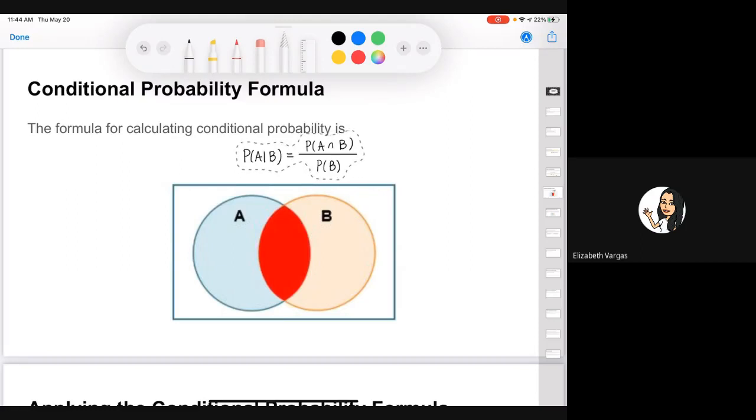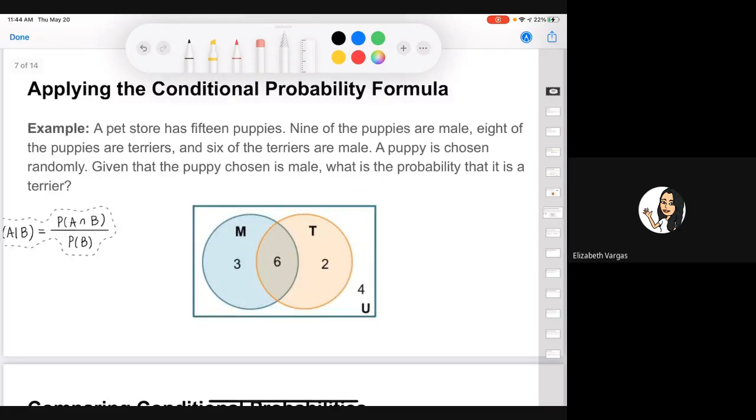Okay, so we're going to use this formula to calculate conditional probability, and we're going to look at an example of this. We use this if we have a Venn diagram. So given that we have a Venn diagram, we can calculate conditional probability using this formula.